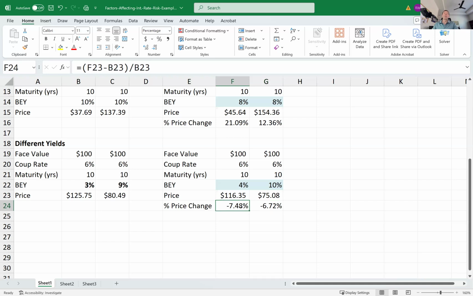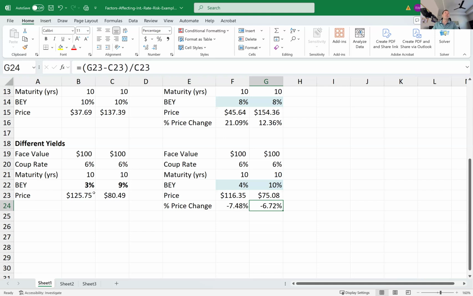So for both bonds, interest rates went up by 1%. Bond A, the price went down by 7.48%. Bond B, it went down by 6.72%. So the reason why bond A dropped by more was because bond A had a lower yield at the start on the bond. Okay, it was at 3% versus 9%. That is what made the difference there. So bonds with a lower yield are going to have more interest rate risk.